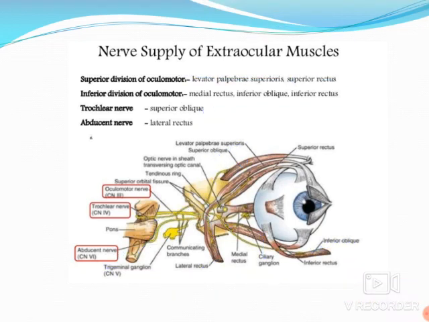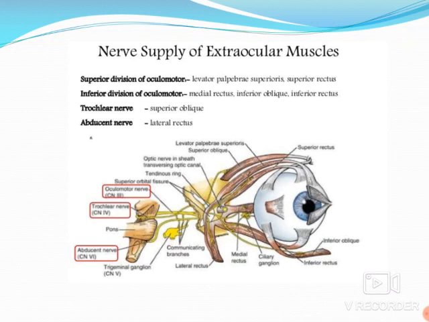Then paralysis of individual muscles due to involvement of their nerves results in strabismus or squint, which may result in diplopia or double vision. That means seeing two images of an object. Okay.